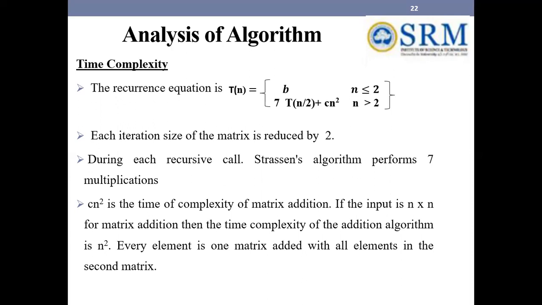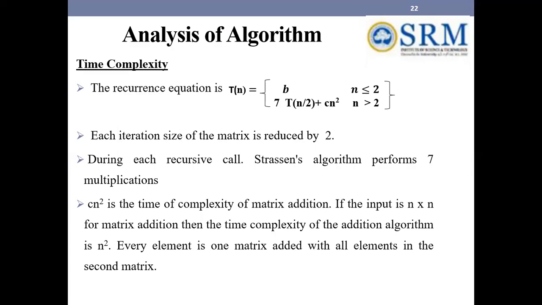7 into T of n by 4. That will go like this. During each recursive call, Strassen's algorithm performs 7 multiplications. Here, that is 7 into T of n by 2. So C of n square is the time complexity of matrix addition.